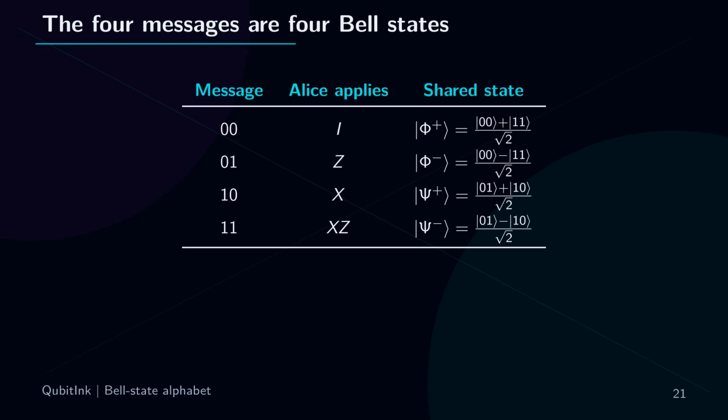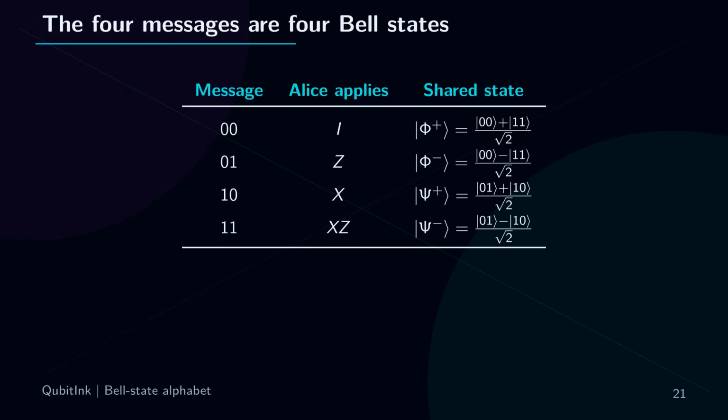The 4 messages become 4 orthogonal Bell states. Message 00 leaves phi plus unchanged. Message 01 applies Z and gives phi minus. Message 10 applies X and gives psi plus. Message 11 applies XZ and gives psi minus.